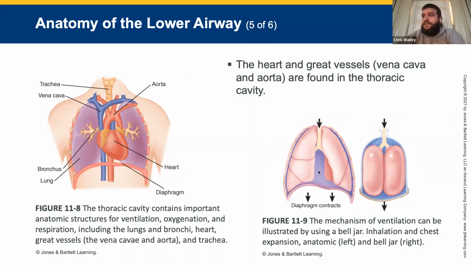As you can see over here, as the diaphragm contracts, air comes into the lungs. It opens up the thoracic cavity. As you can see, pressure is the key. It creates negative pressure, and that's where the air rushes in.